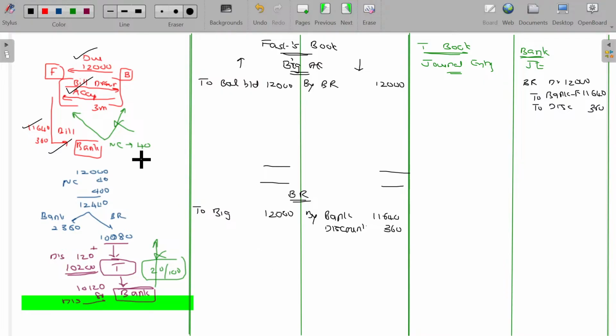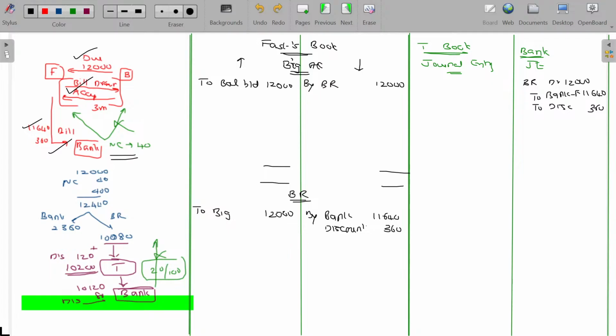On maturity, what happens? This bill got dishonored and noting charges are paid. BR is closed. You are not asked to prepare the BR account here. Not asked to prepare. This will usually be closed.